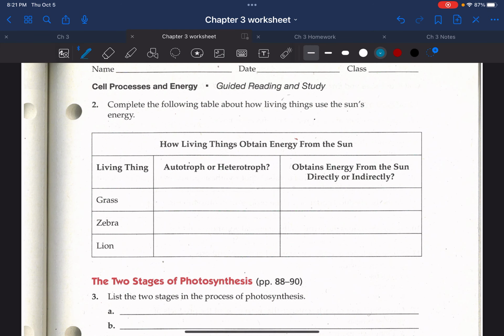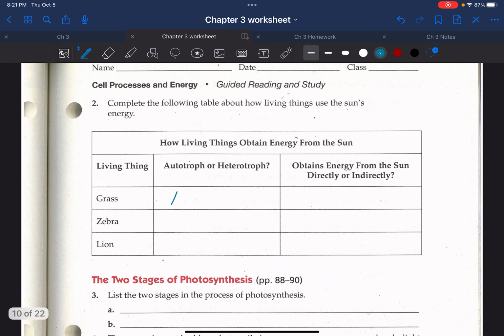Complete the following table about how living things use the sun's energy. Okay, so we have grass, zebra, and lion. Those are the living things. We have autotroph or heterotroph. And then, does it obtain energy from the sun directly or indirectly? Well, I know grass uses photosynthesis, so it is an autotroph. And if it's an autotroph, that means it's getting its energy directly from the sun.